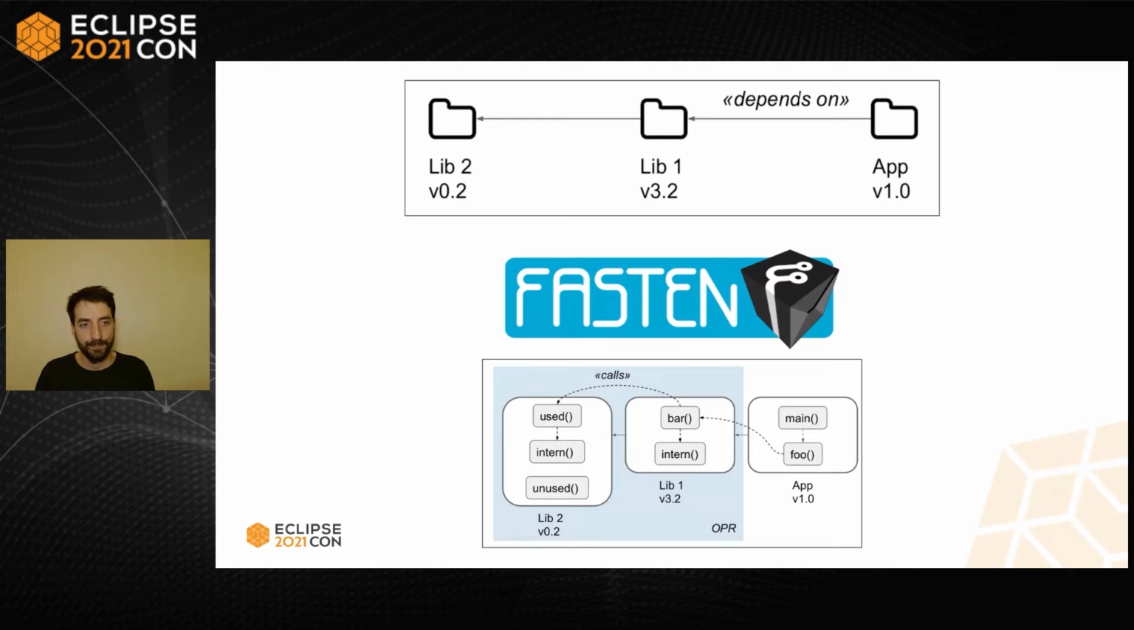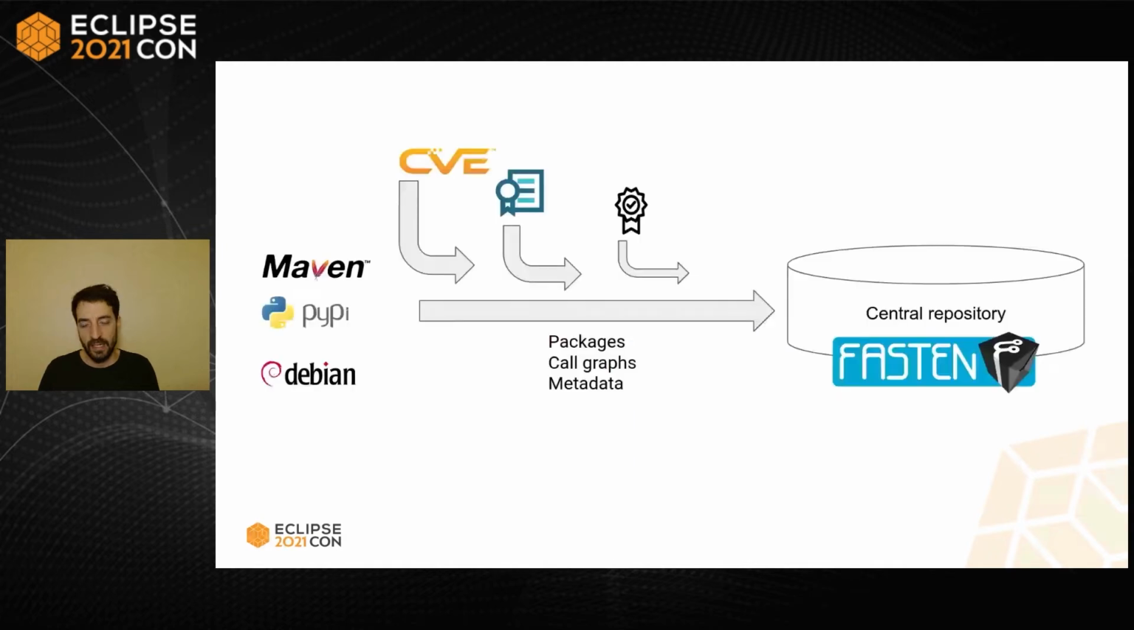So here is a little bit more information about how it works. In order to be efficient, the Fasten project will go through all the available public artifacts in central repositories. For example, it will go over all available dependencies in Maven Central and analyze them.